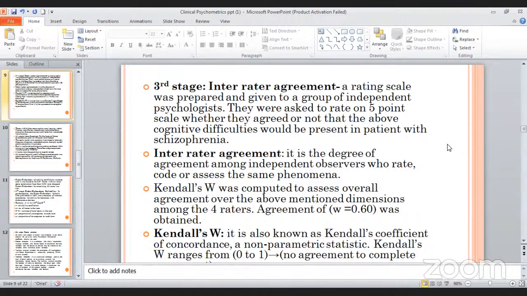Kendall's W was done to find agreement. W ranges from 0 to 1, that is, no agreement to complete agreement. And you can see that W is equal to 0.60. That means an above average correlation coefficient is there among the raters about their agreement. Okay. But they agreed that these cognitive difficulties can be present in patients with schizophrenia. Okay, is it clear?